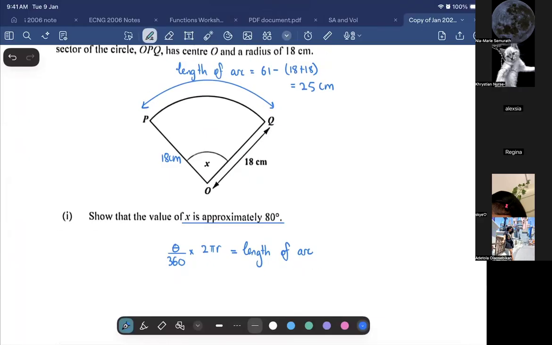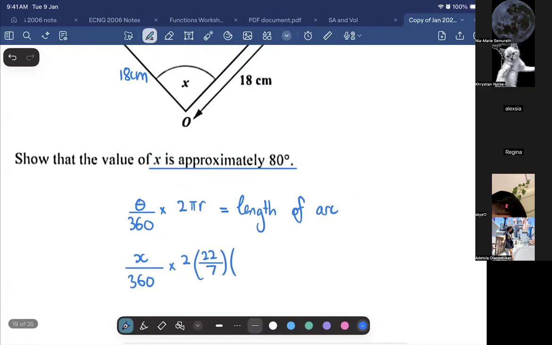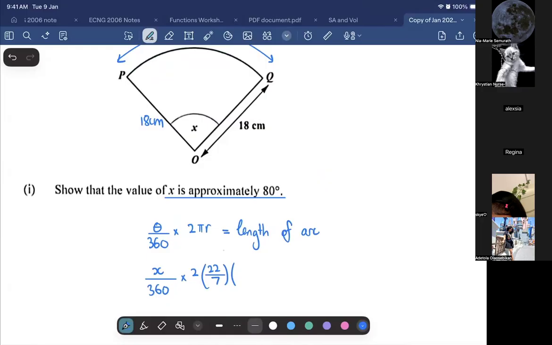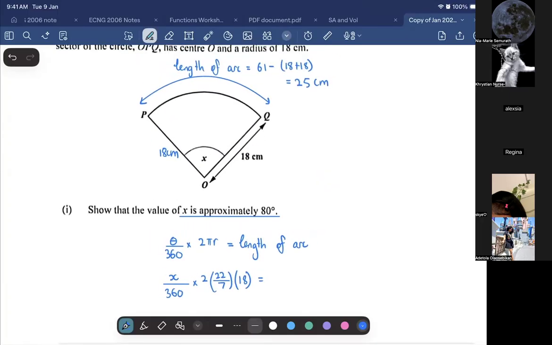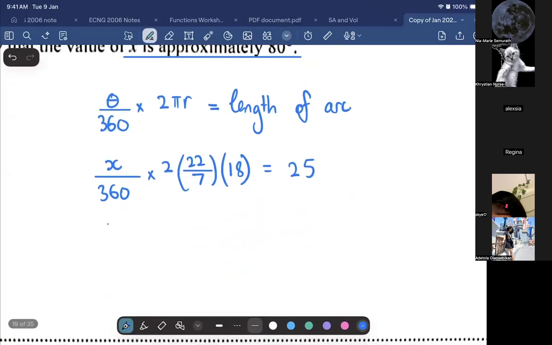So, guys, we don't know what theta is, right? So I can call it x because that's what we're trying to find. Put it over 360. Pi is 22 over 7. What is r? What's r, guys? 18. And the length of the arc is 25, right? This is tricky algebra. So x over 360.